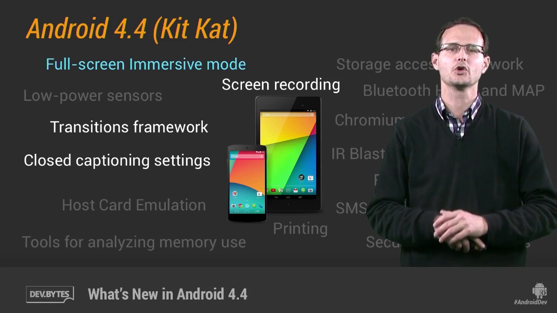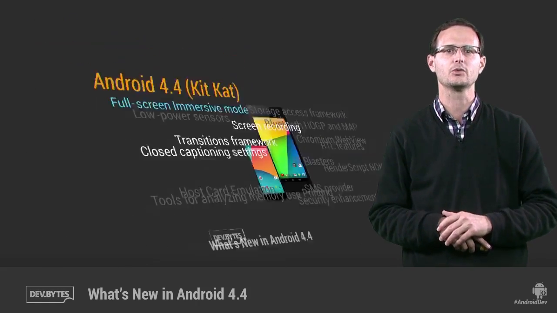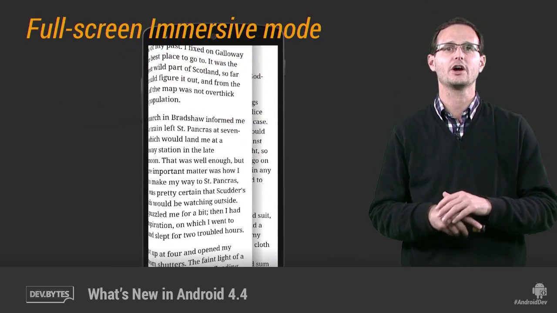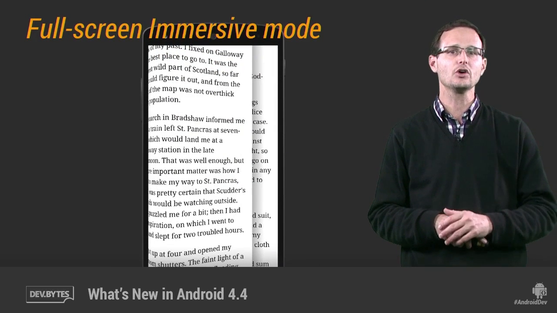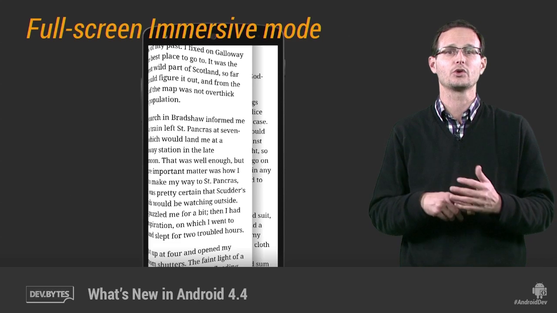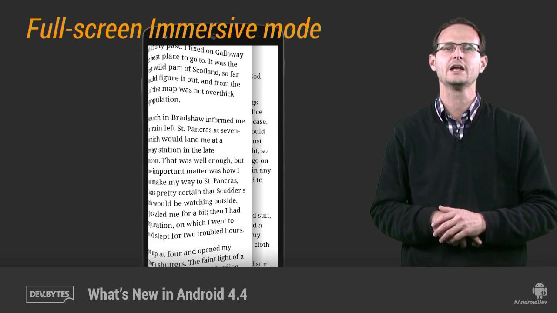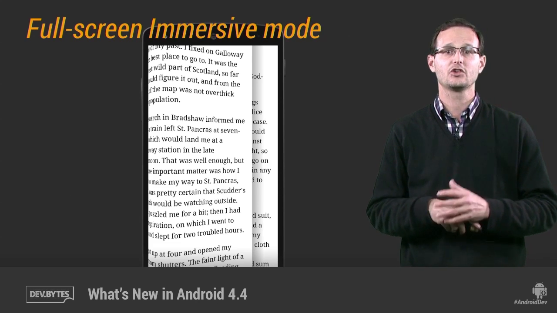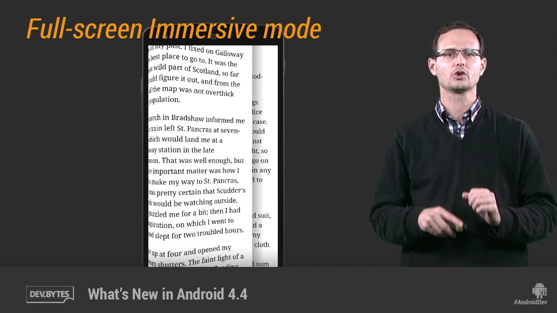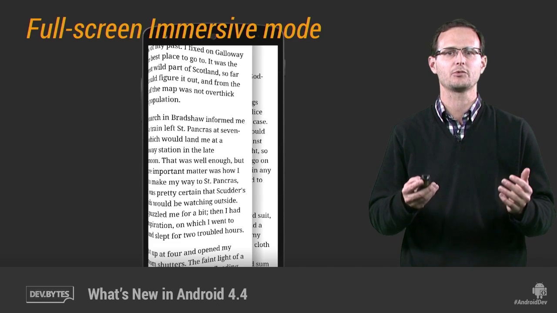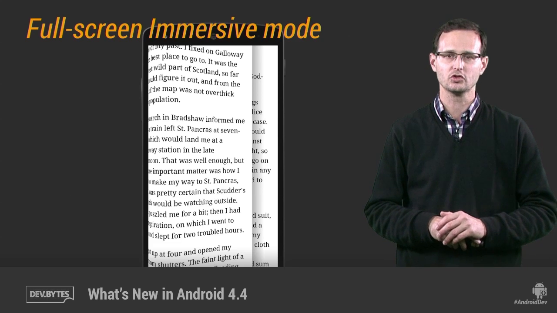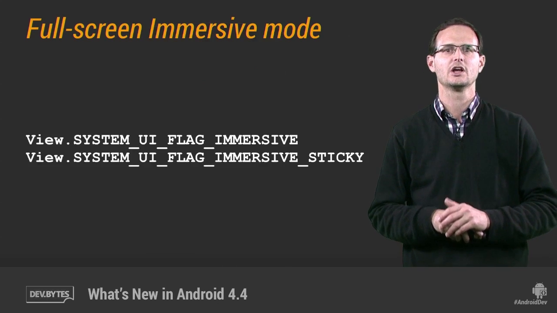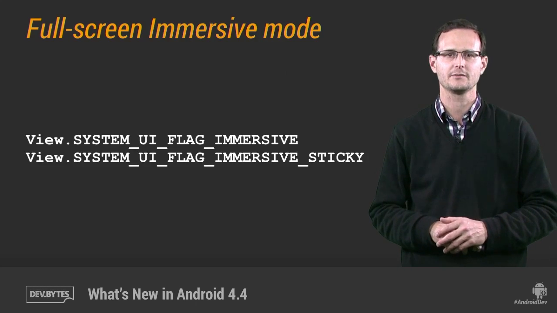The new full-screen immersive mode lets you create full bleed UIs that reach from edge to edge, hiding all system UI, including the status and navigation bars, and allows your app to respond to touch events from areas that would otherwise be occupied by these system bars. It's a great solution for rich visual content such as photos, videos, maps, books, and games. You can enable this new mode using two new mutually exclusive system UI flags, immersive and immersive sticky.